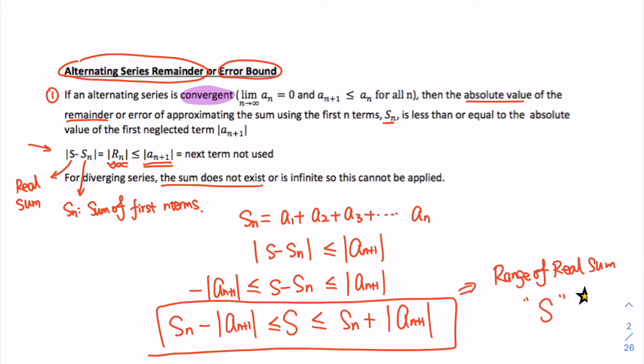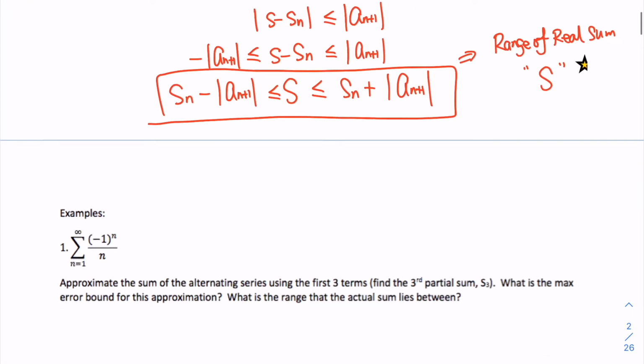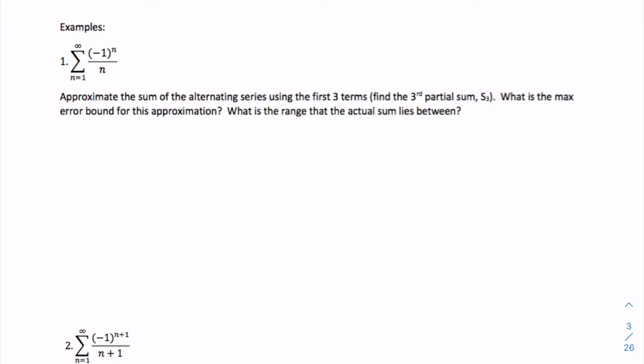Let me show you one example. But first of all, you have to make sure it converges. This is always the first step. You have to prove it converges. So if you look at example 1, given this alternating series, approximate the sum of the series using the first 3 terms. And what is the max error bound for this approximation? That means if we use the first 3 terms, what's the error between the approximation and the real sum, and what's the range the actual sum lies between?